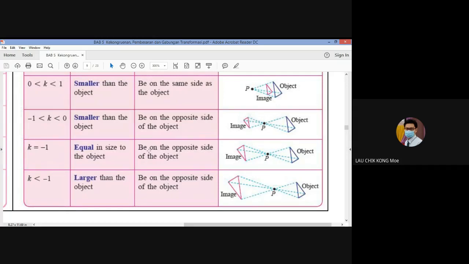K equals -1. Okay, object and image are the same size. And then the last one is K less than -1. Less than -1 means, for example, -2, -3. So the image is larger or bigger than the object lah. Okay, but on the opposite side. On the opposite side. So this table maybe you can read it well from your textbook if you feel that that is not very clear, or you can jot down into your notes lah. Kalau dia tak jelas, awak jelaskan dia lah.